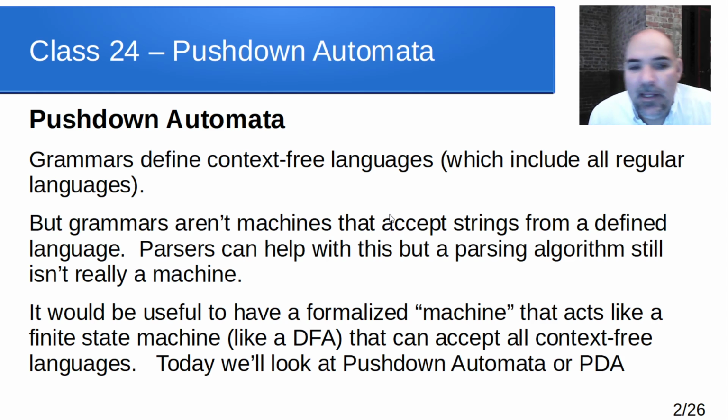So the idea here is it would be useful to have some sort of formalized machine, kind of like a DFA, that accepts languages that don't just include regular languages, but also include context-free languages. So today we're going to look at such a formal machine, and that's what we're going to call a pushdown automata, or pushdown automaton if it's singular. And we're going to shorten that throughout the lecture to just a PDA, which stands for pushdown automaton or automata, depending if it's singular or plural.